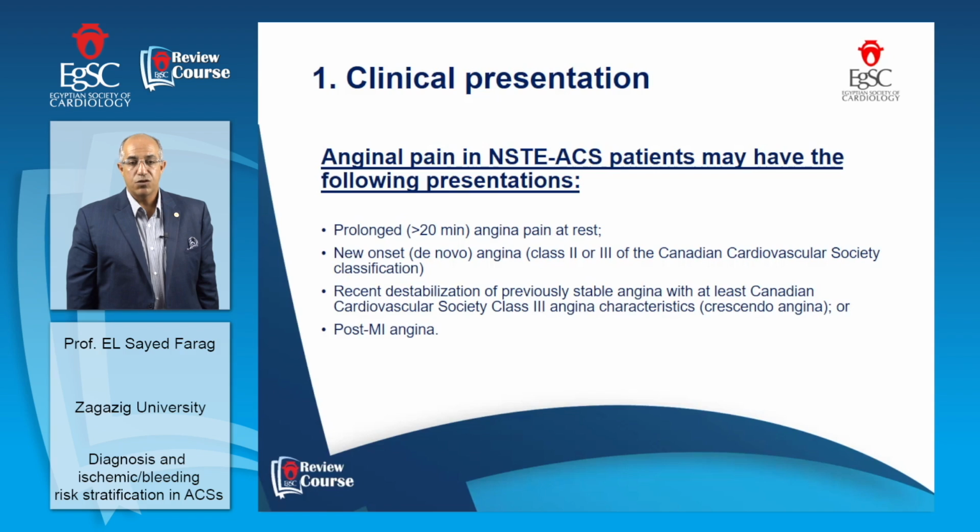The clinical presentation is the first step in diagnosing non-ST-elevation ACS. Prolonged angina, more than 20 minutes, at rest is one of the characteristics. New-onset de novo angina, Canadian Cardiovascular Society class 2 or 3, is another. Also recent destabilization of previously stable angina with at least CCS class 3 characteristics, named crescendo angina, or post-myocardial infarction angina. Those are all forms of non-ST-elevation ACS.